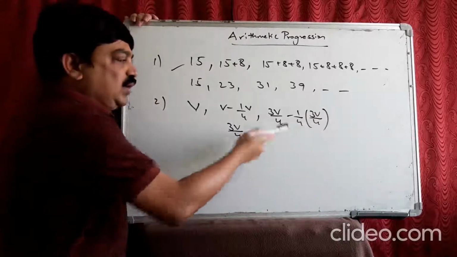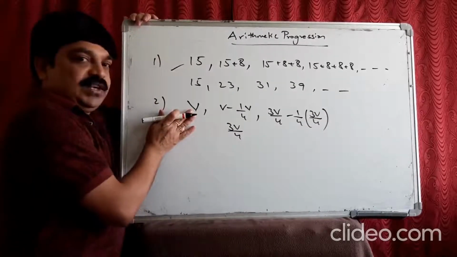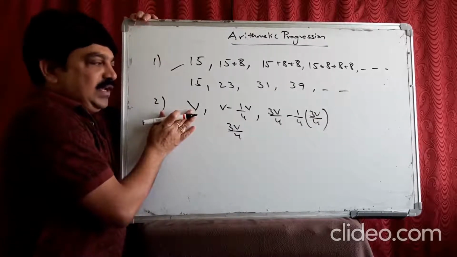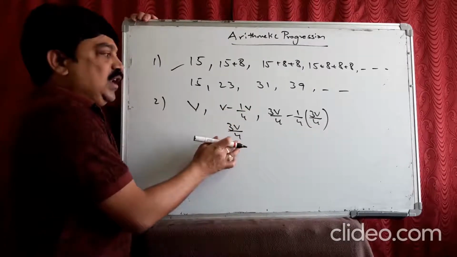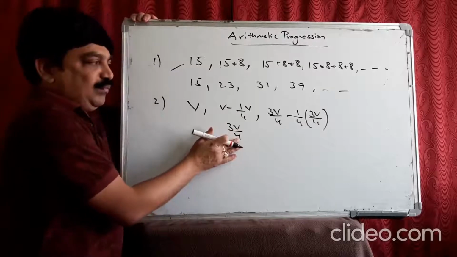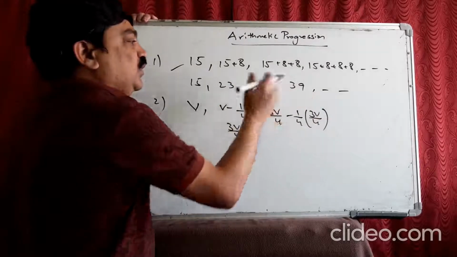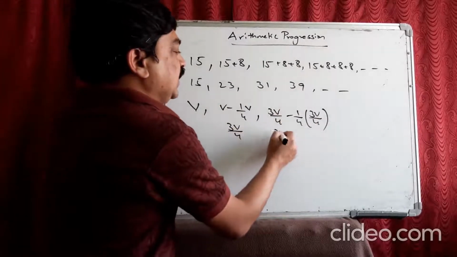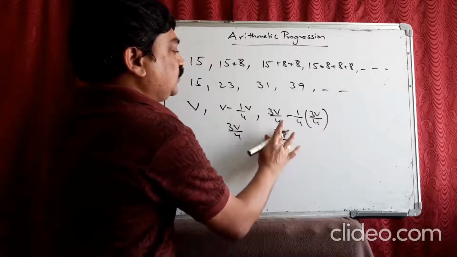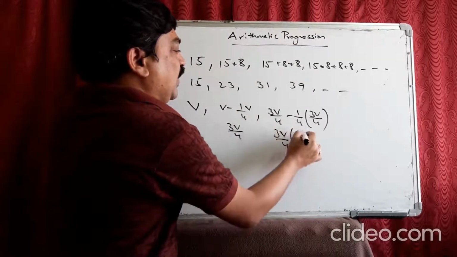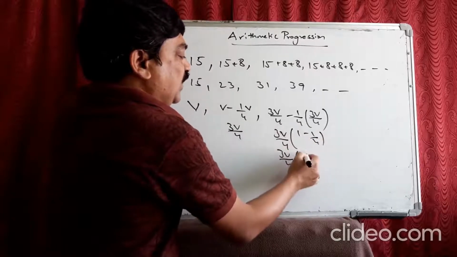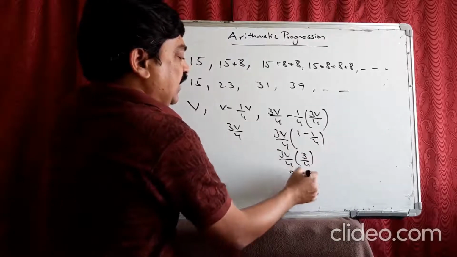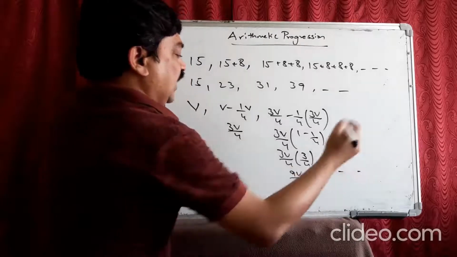You understood this point? See, this is the vacuum initially. He has removed 1 by 4th of the vacuum. So you have this. Now this is what is present. From this you have to remove 1 by 4th of the vacuum. Now what happens here? 3V by 4. If I take common 1 minus 1 by 4, 3V by 4 into 4 minus 1 by 4, that is 9V by 16. So on, like that it happens.